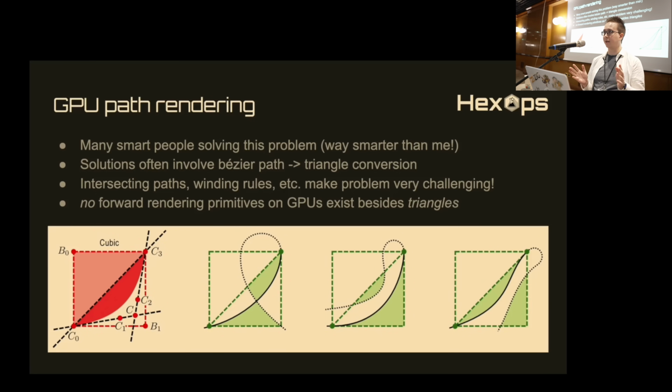But ultimately, at the end of the day, your GPU understands triangles. You have to give your GPU triangles. You're not ever going to be able to give it a Bezier path or anything like that and say, hey, draw this on the screen. That just doesn't exist.